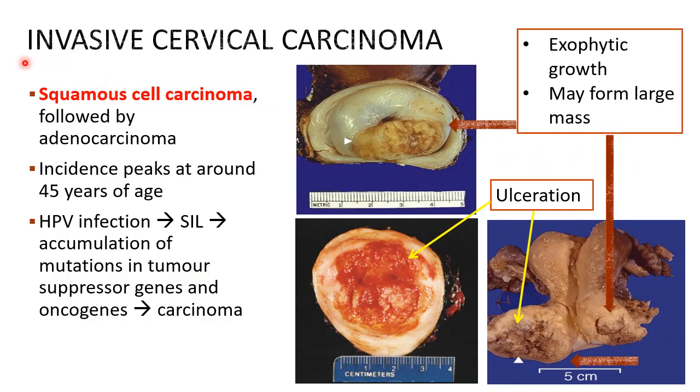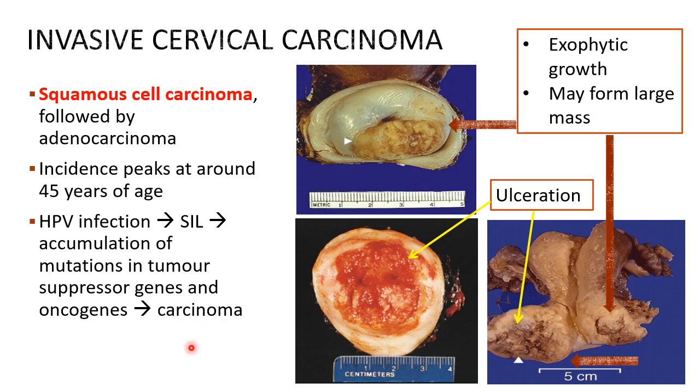Okay, so we have discussed the risk factors and pathogenesis up to the point of development of high-grade dysplasia. So with progression of that, the patient will develop invasive cervical carcinoma. Invasive cervical carcinoma, as a general term, can refer to any histological subtype of these. Squamous cell carcinoma is the most common. The incidence peaks at around 45 years of age, and as we have discussed, HPV infection is a prerequisite that leads to development of SIL, the pre-invasive lesion, and then with further accumulation of mutations, the patients progress to form carcinoma.